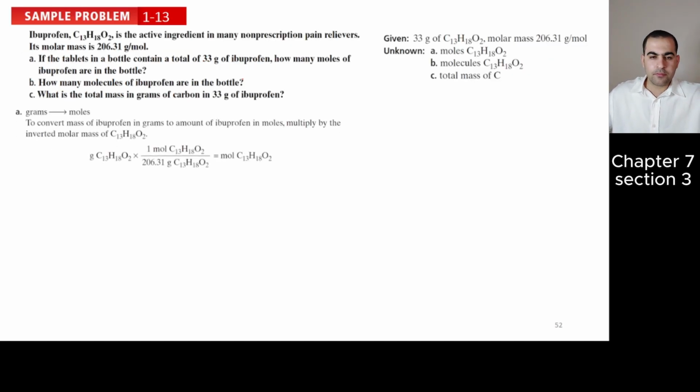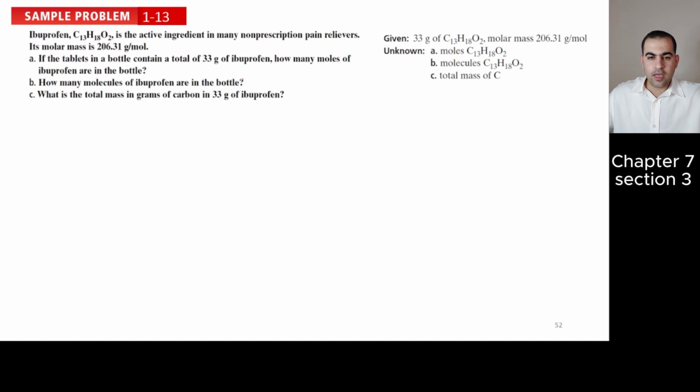Sample problem 1 to 13. That sample problem is easy. It's not difficult. It looks difficult, but it's not difficult. So guys, we have ibuprofen. It's the formula of ibuprofen. It is the active ingredient in many non-prescription pain relievers. Its molar mass is 206.31 gram per mole. It's a compound. Its molar mass is given. You don't need to find it.